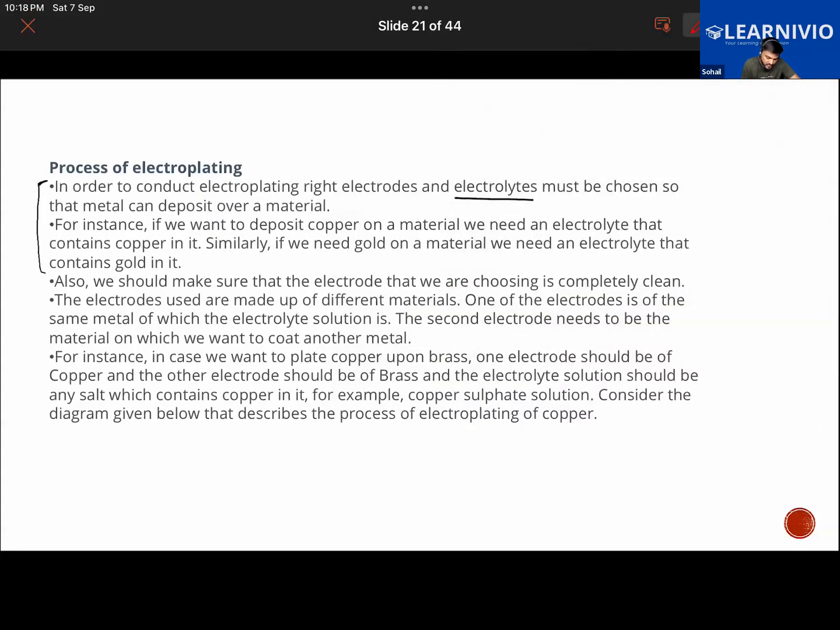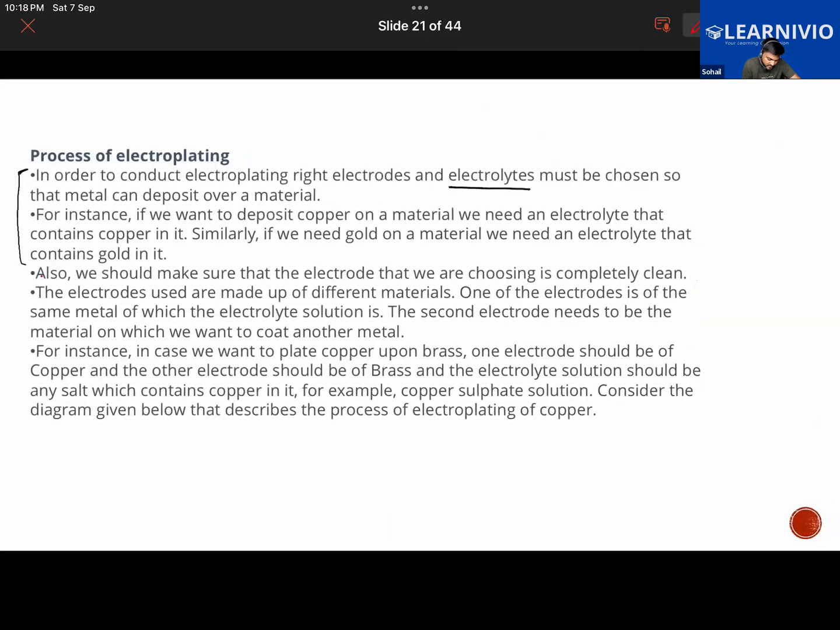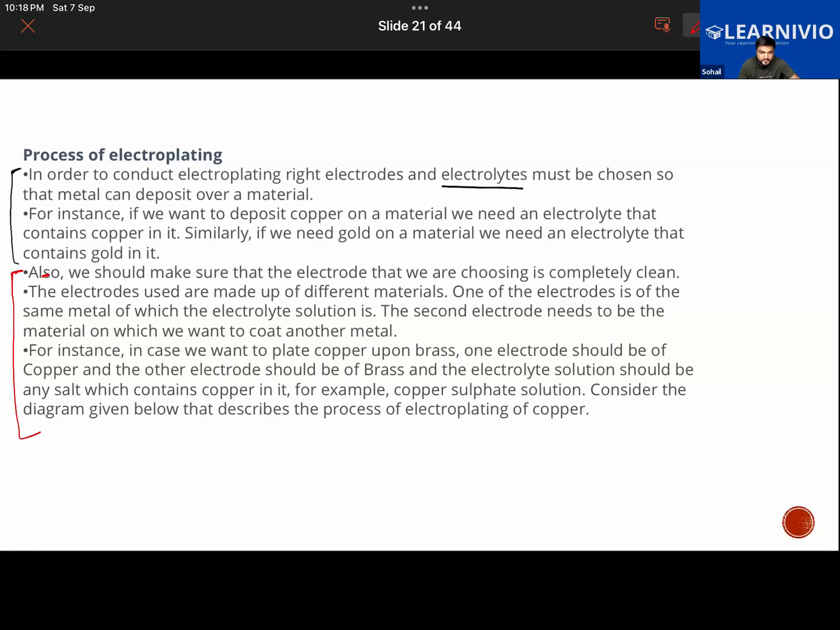Okay. Now, Vaiga, read from here. Okay, sir. Also, we should make sure that the electrode that we are choosing is completely clean. The electrodes used are made up of different materials. One of the electrodes is of this same metal of which the electrolyte solution is. The second electrode needs to be the material on which we want to coat another metal. Stop there.